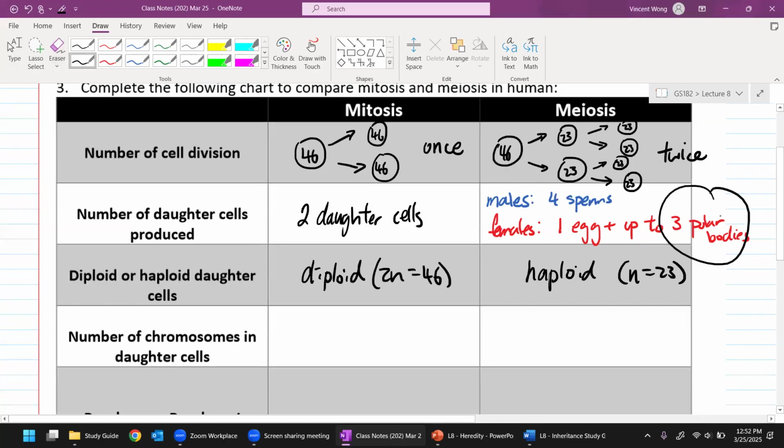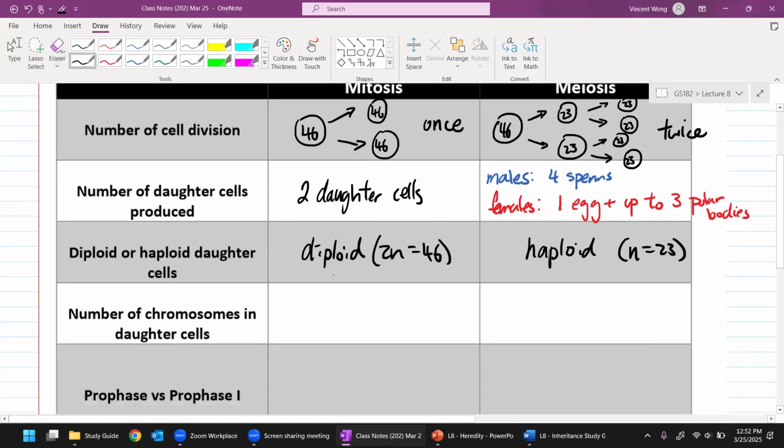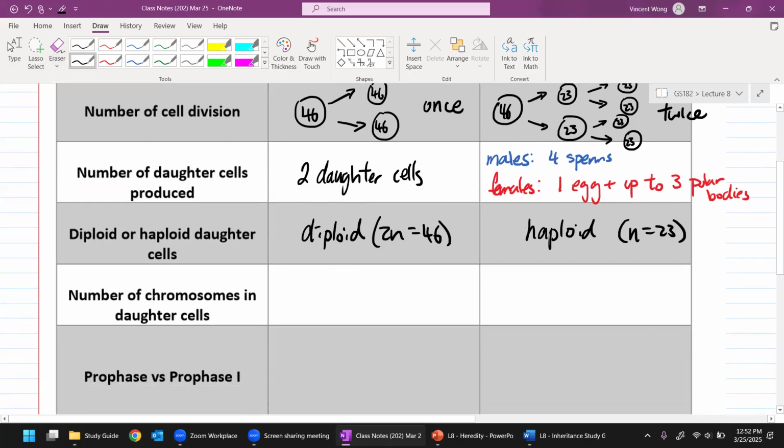Number of chromosomes in daughter cells, I kind of just wrote it down for you. 46, 23.